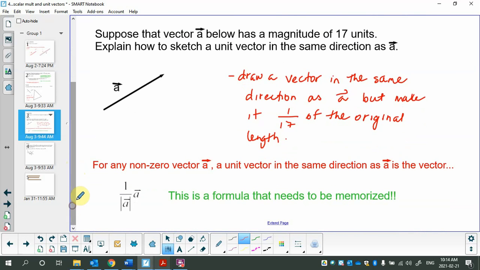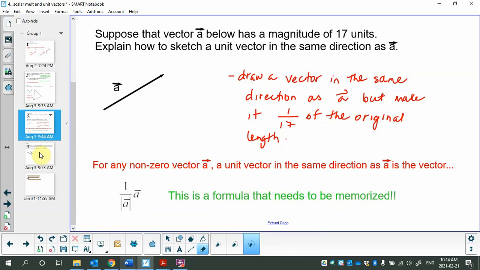So here's the formula for any non-zero vector A. For any vector of some length, a unit vector in the same direction as A is the vector, and this is a vector because I've got this here without the magnitude. It's 1 over the magnitude of A multiplied by the vector. So this little bit here is a scalar. And this formula needs to be memorized. So memorize it. So I am going to get that out of there so you can see it clearly.